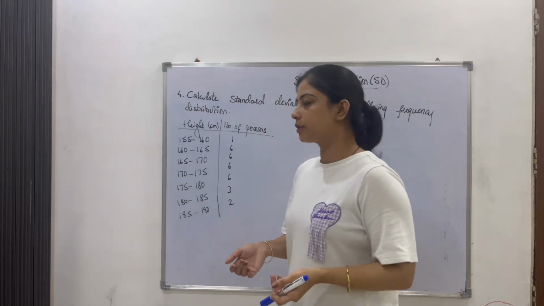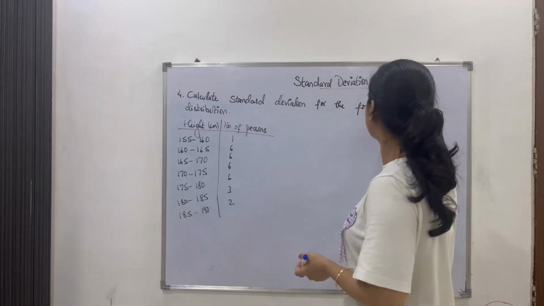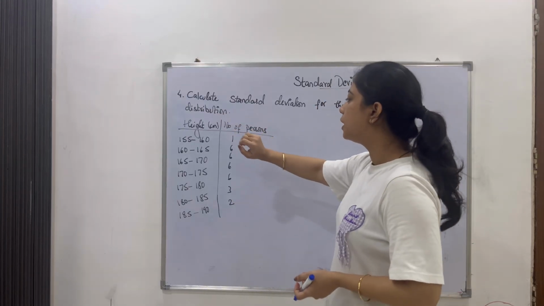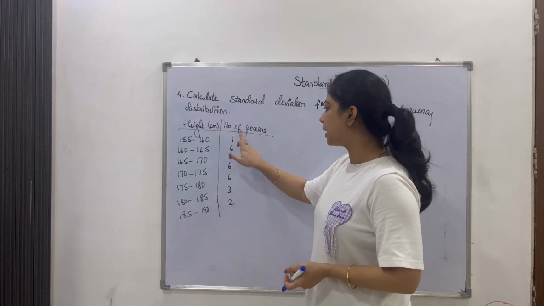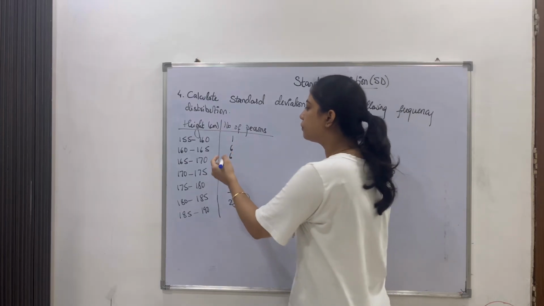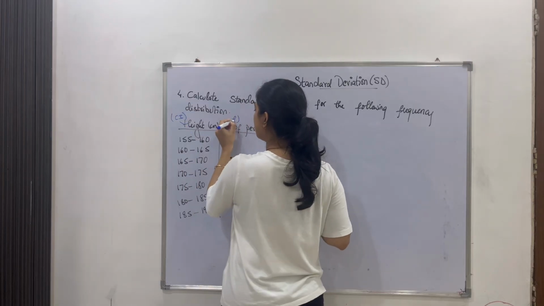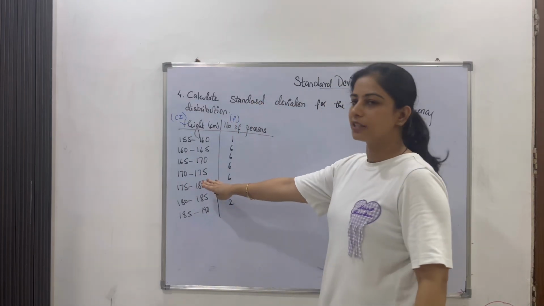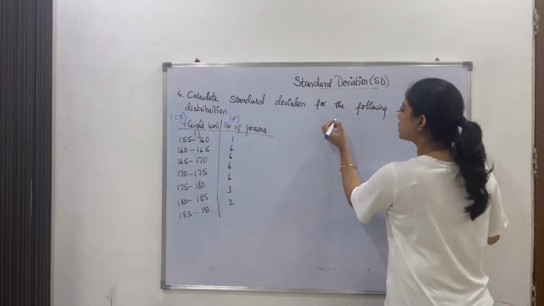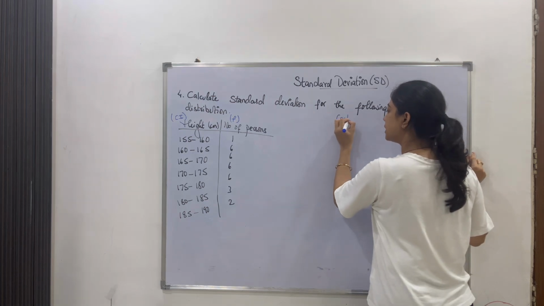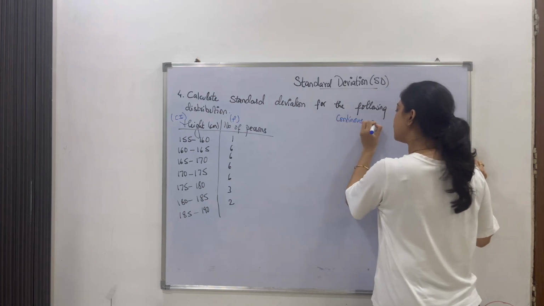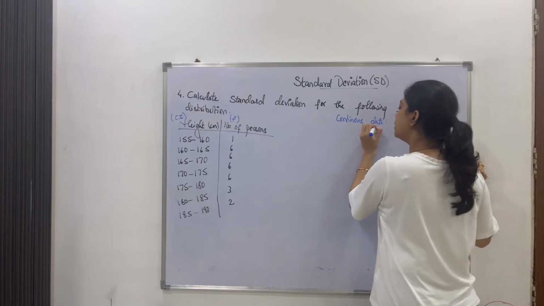Let's consider the next question. Calculate standard deviation for the following frequency distribution. The data given to us are the heights and number of persons. So the first column is again your x class interval, and second column is the frequency column. Since we have class interval along with frequency, this is nothing but the continuous data. Identifying the data is very important in order to substitute the formula.